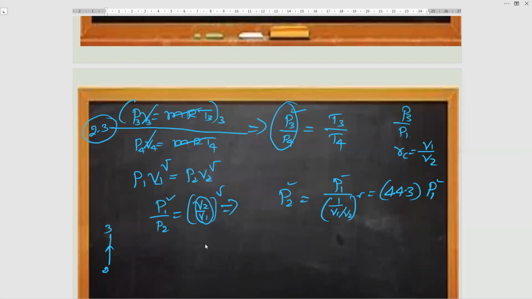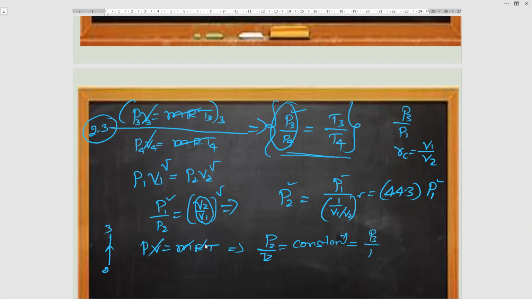During this constant volume process, you'll get it in terms of temperature. One more equation we can write: PV is equal to mRT. Here volume is constant, and mass and R are constant. So I will take P by T is equal to constant. This is the same formula we have written here. The same is written here, so at point 2, P2 by T2 is equal to constant. This is also equal to P3 by T3.